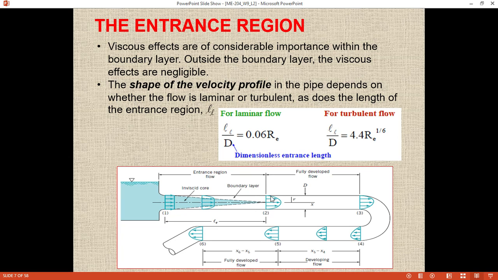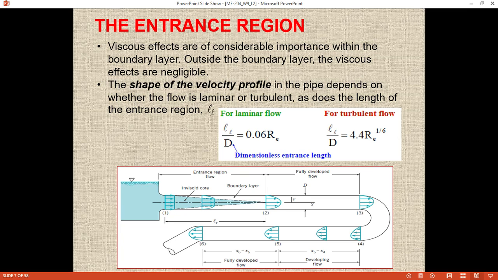The shape we are seeing here after the entrance region or developing region, this region is called the fully developed region. In the fully developed region, the shape of the velocity profile depends on whether the flow is laminar or turbulent. And how can we determine whether the flow is laminar or turbulent? It depends upon the Reynolds number. As the geometry changes, the limit of the Reynolds number changes for the laminar flow and the turbulent flow.